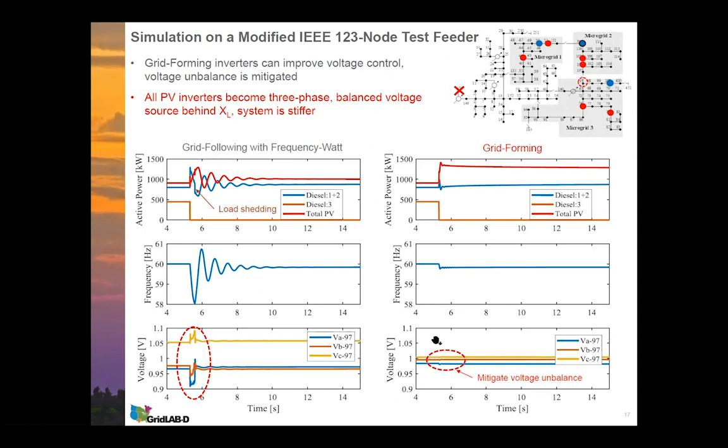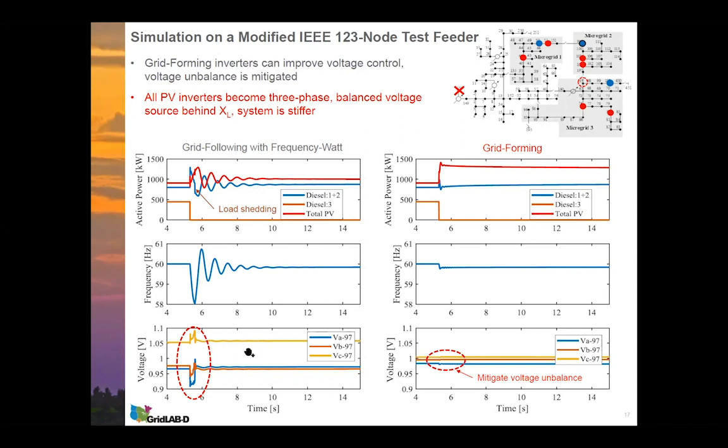But if we have all the PVs under grid forming control, the bus voltages are still three-phase unbalanced, but the situation is much improved compared to the grid following case. And during the contingency, when the generator is tripped, actually we didn't see much voltage transient here. So it looks like the grid forming control can also improve the voltage transient stability. So at first, when I saw the simulation results, I didn't understand why. But now I think I understand, and let me try to explain this.